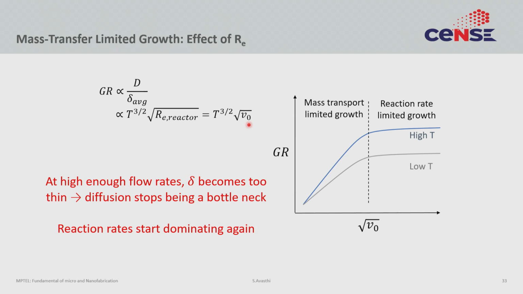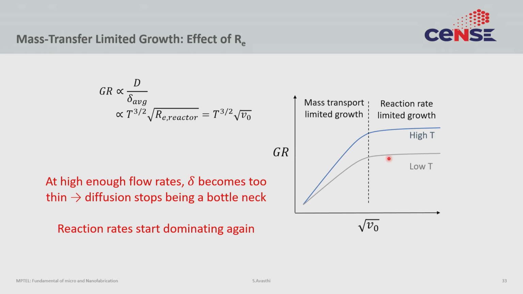If you do that, then your Reynolds number will increase and your boundary layer will decrease. The boundary layer will become thinner, and if the boundary layer becomes thinner, then diffusion becomes higher, and at some point you stop being mass transport limited, because mass transport limited assumes that diffusion is the bottleneck. If you keep making the diffusion faster and faster, at some point you will not remain mass transport limited, you would become reaction rate limited. That is what I am trying to show here: you are mass transport limited for a certain range of velocities, but beyond a certain point you become reaction rate limited.